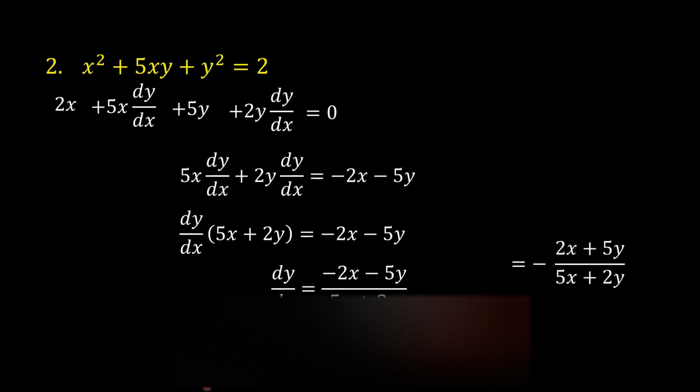This can be written as negative (2x plus 5y) over 5x plus 2y.